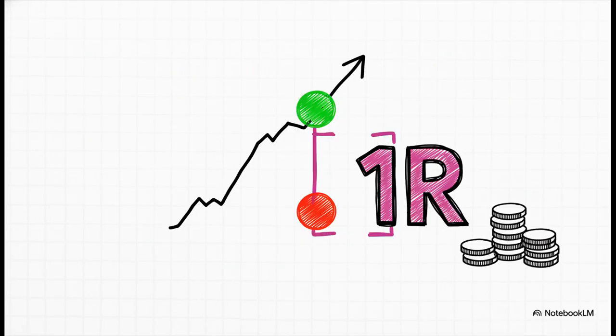Okay, let's put some real numbers to this to make it super clear. Imagine you buy a stock at $100. You decide that if it drops to 95, you're out. That $5 difference, that's your initial risk. That is your 1R. Simple, right? That $5 is your building block for this entire trade.